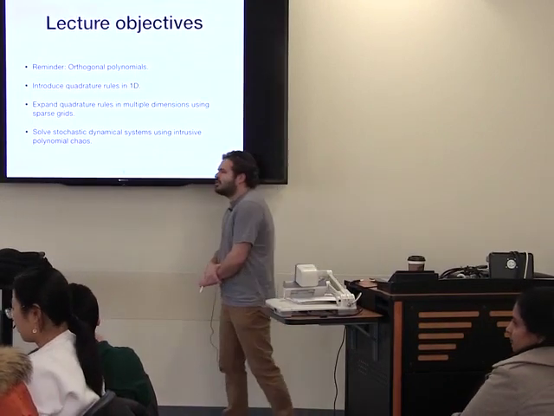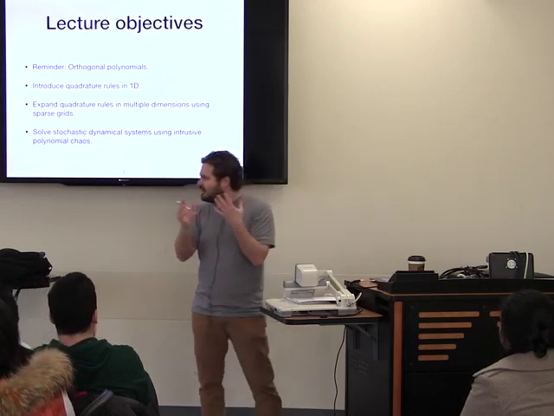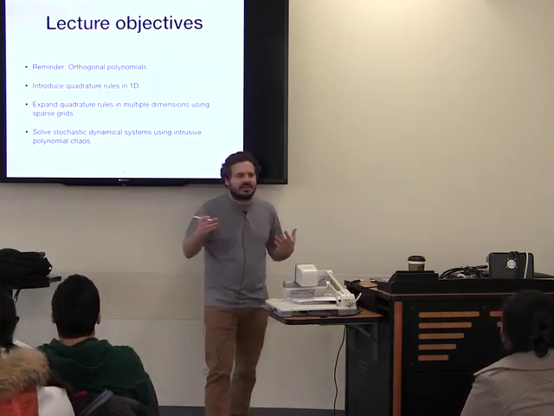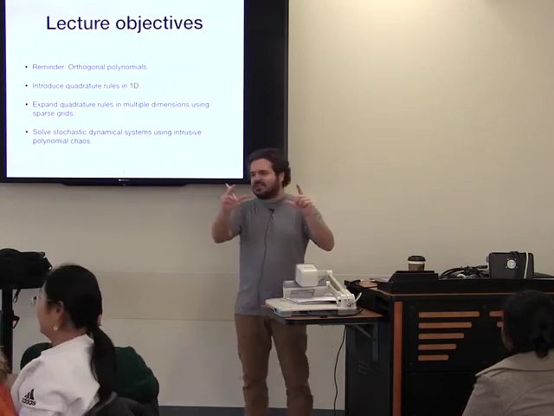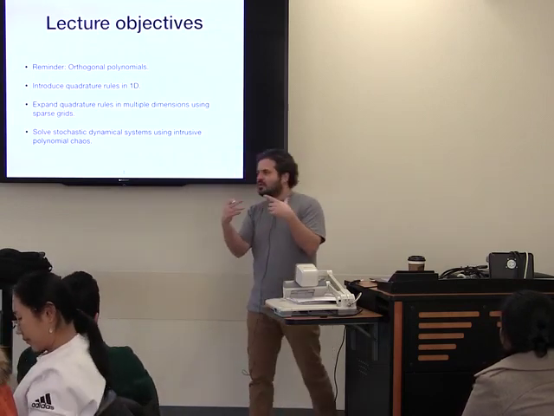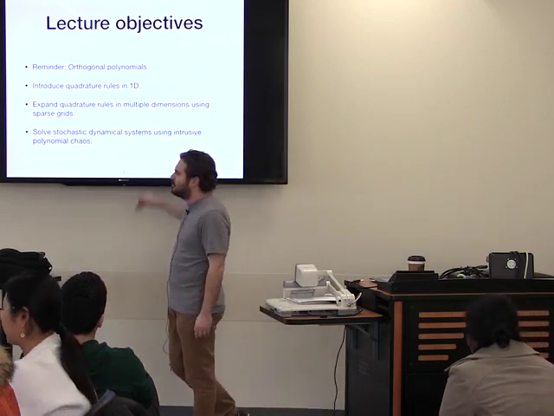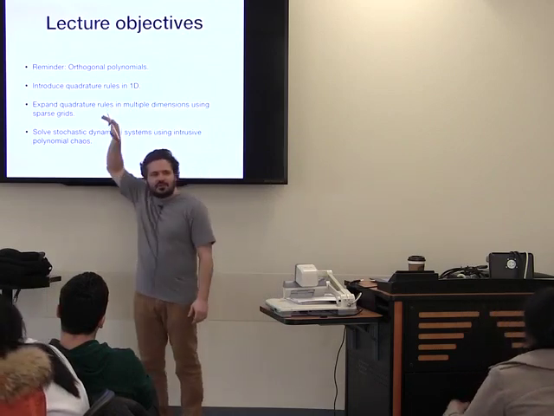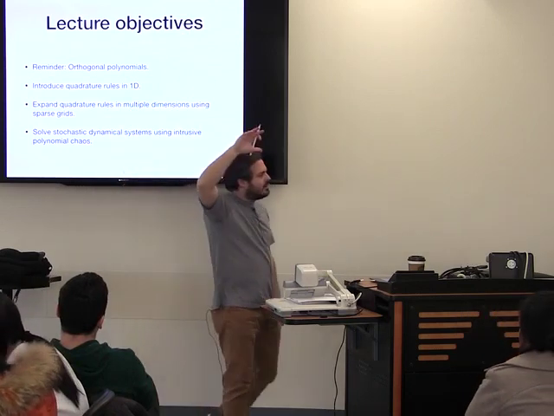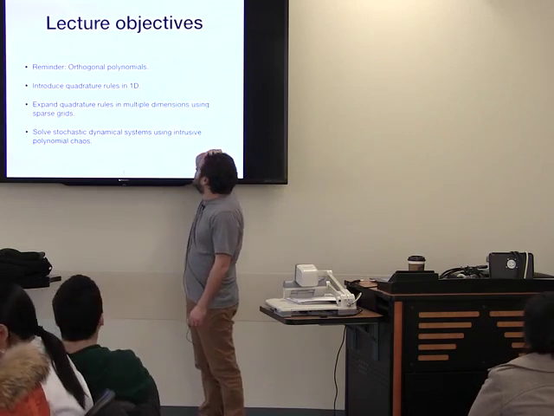And then we'll talk about quadrature rules, because I don't know if you noticed, but in order to evaluate the coefficients of these polynomial expansions, you need to do that dot product, and that dot product is basically an integration. So we're going to have to talk about quadrature rules in one dimension whenever your input is one-dimensional, and expand these quadrature rules to multiple dimensions. Quadrature rules in multiple dimensions are known as cubatures.